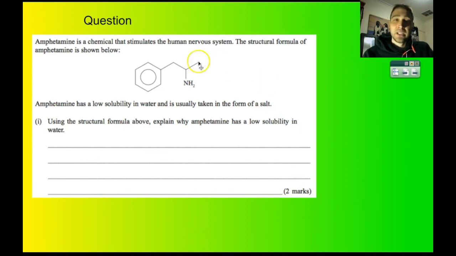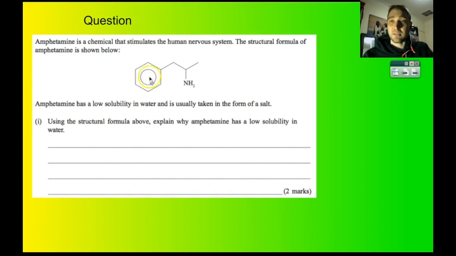If we have a look at the structure for the amphetamine, we can see there is an amino group here, an NH2 group, an amine group. What that means is this is quite polar. Nitrogen, hydrogen, oxygen, hydrogen, fluorine, any of those bonds, they can make hydrogen bonds with water. So this group will be able to make hydrogen bonds with water, and that will lead to some level of solubility. But we have a really long carbon chain here.